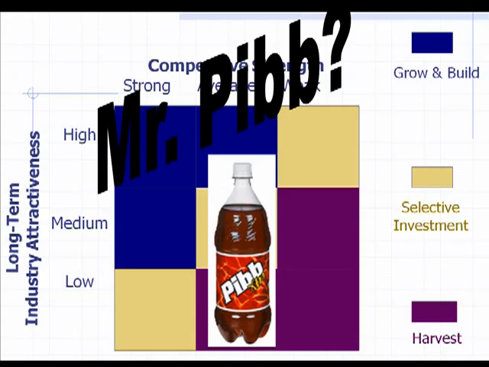Mr. Pibb is a very weak player in comparison to Dr. Pepper. So I think on the competitive strength axis, we could see where, at best it's average, and more than likely it's weak, maybe it's somewhere between.